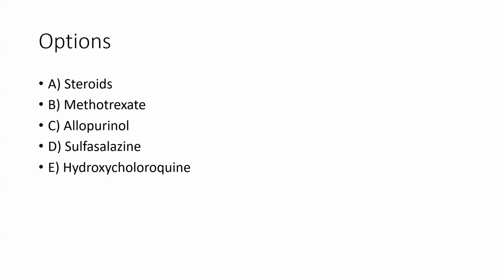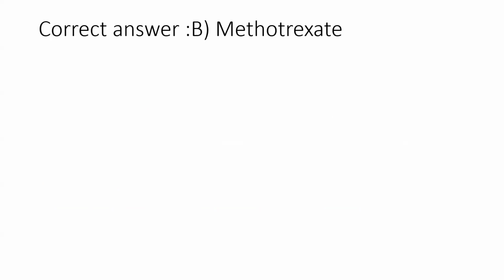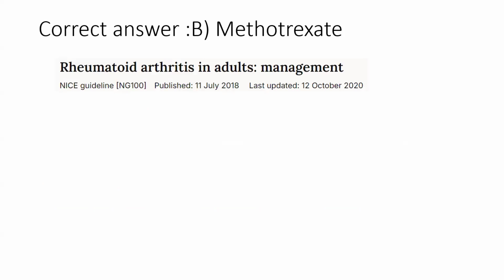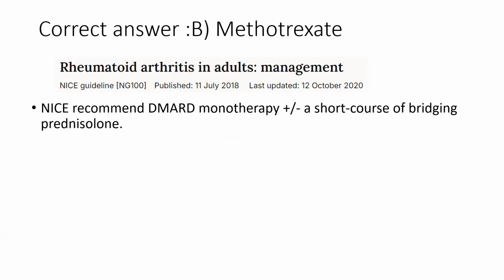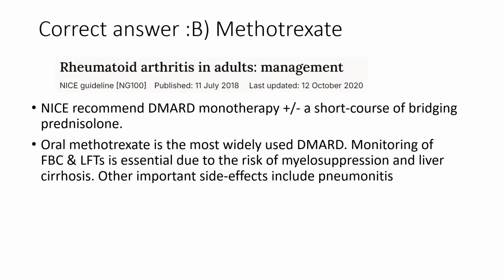Options are steroids, methotrexate, allopurinol, sulfasalazine, hydroxychloroquine. Correct answer is methotrexate. This is based on rheumatoid arthritis guidelines published by NICE in October 2020. NICE recommends DMARD like oral methotrexate monotherapy plus or minus short course of bridging prednisone as the first line. So oral methotrexate is the most widely used disease-modifying antirheumatic agent. Monitoring of full blood count and LFTs is essential due to the risk of myelosuppression and liver cirrhosis. Other important side effects to be kept in mind is pneumonitis.